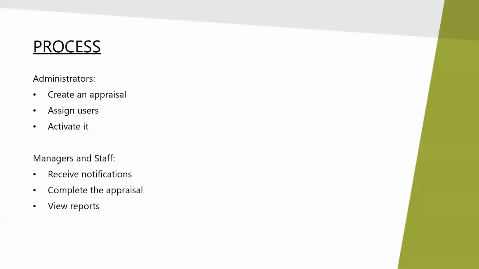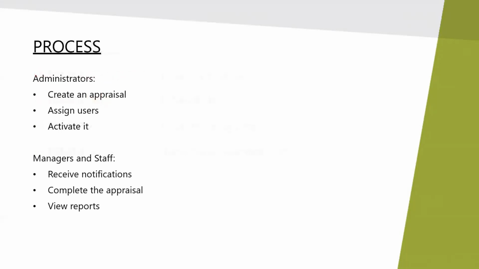Then we're going to look at process, and this is what we're going to walk through next. This is my last slide until towards the end. First, we're going to go through from an administrator's perspective. We will create a brand new appraisal. We will add questions to it, create our stages, pages, and questions, assign users to it, and make it active so that users can actually access it. Then we're going to take a look from a manager and staff perspective. We're going to see what notifications look like, how to complete an appraisal, and view the reporting related to it.